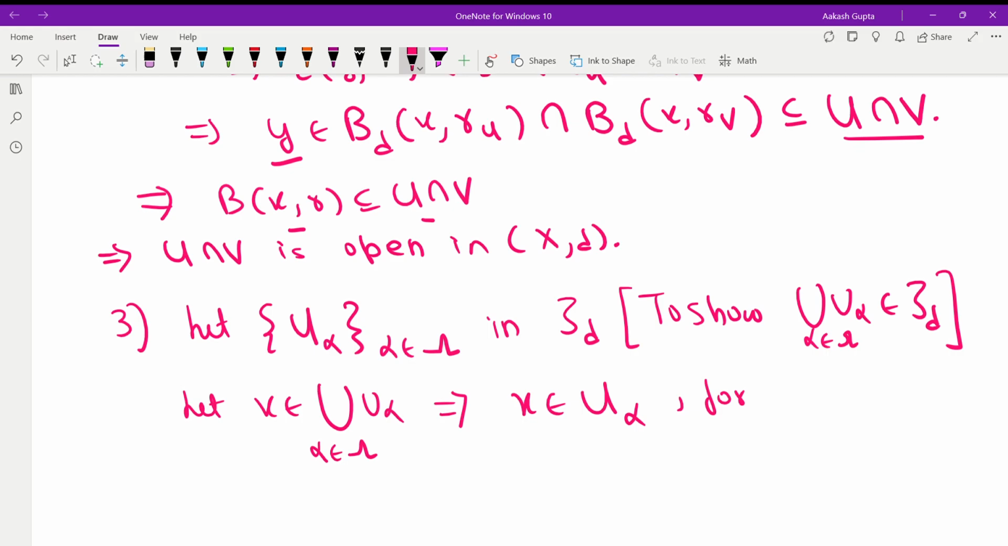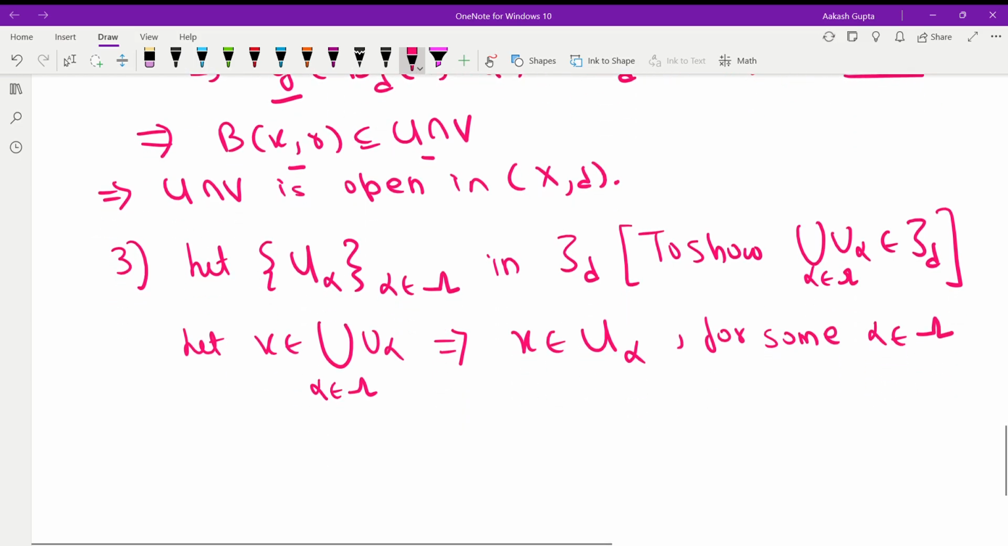This is a capital lambda. I know my symbols, shapes are bad. But this is capital lambda, which is actually bigger in size, and that is the smaller one. Okay, so for some alpha in capital lambda. If you are confused with this alpha and this alpha, you can change this to beta. One and the same thing. So what is this, guys? Okay, yeah, and U alpha is open.